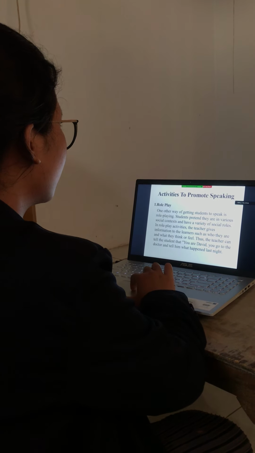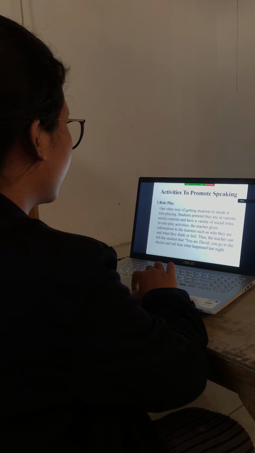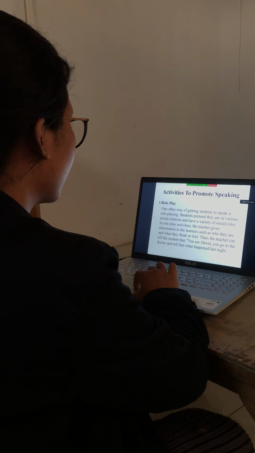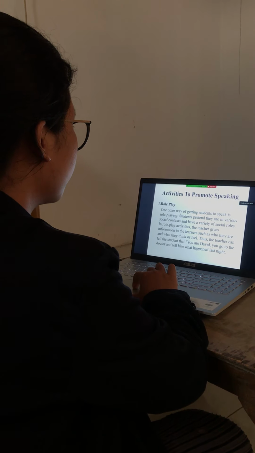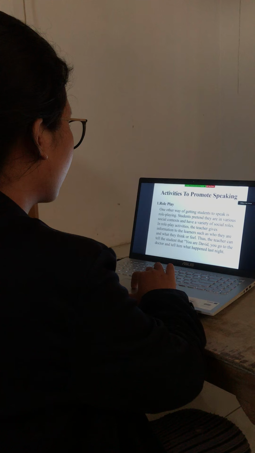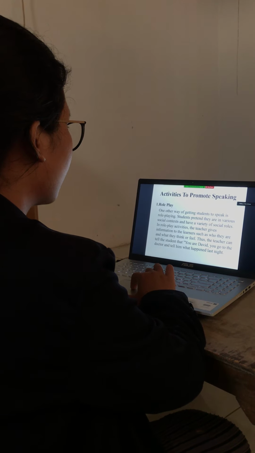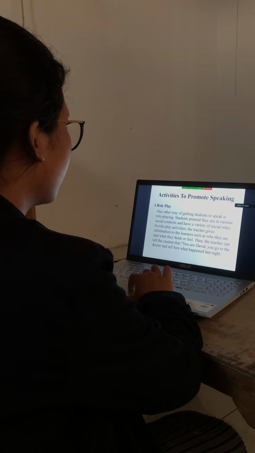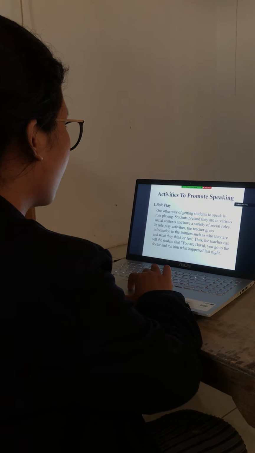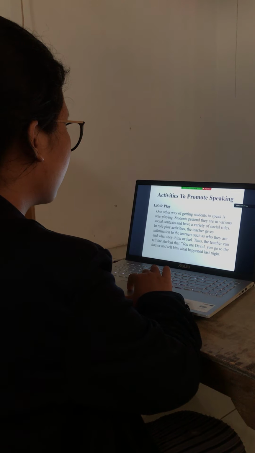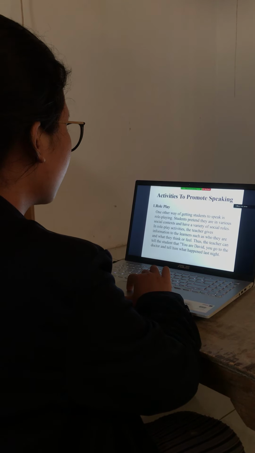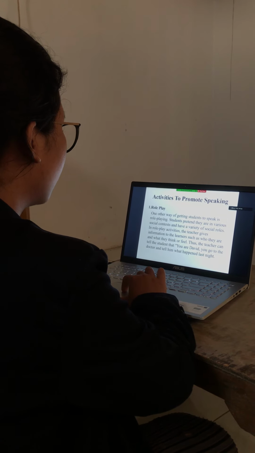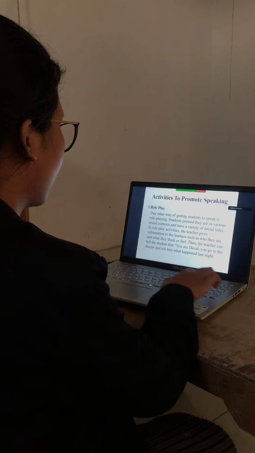Next, activities to promote speaking. The first, you can use role play. One other way of getting students to speak is role playing. Students pretend they are in various social contexts and have a variety of social roles. In role play activities, the teacher gives information to the learners such as who they are and what they think or feel. Thus, the teacher can tell the student, you are David. You go to the doctor and tell him what happened last night.